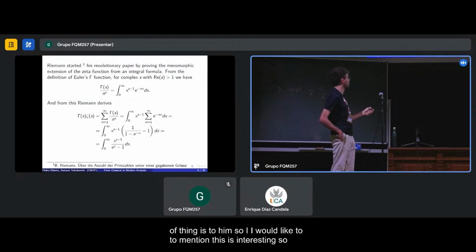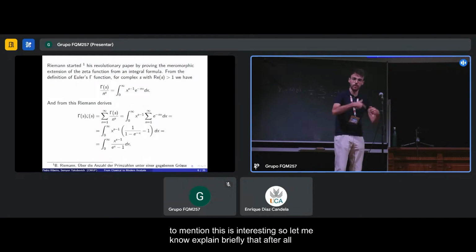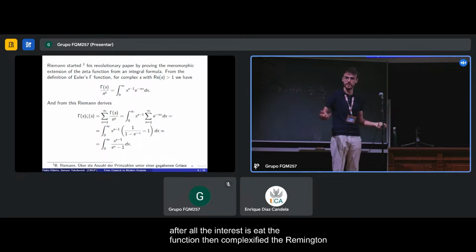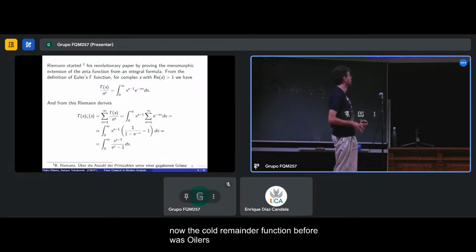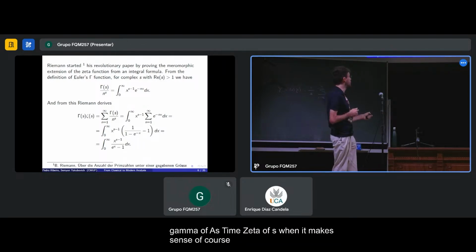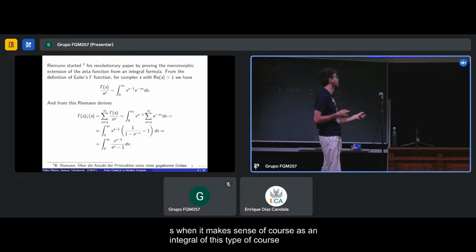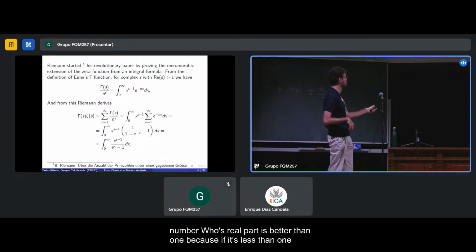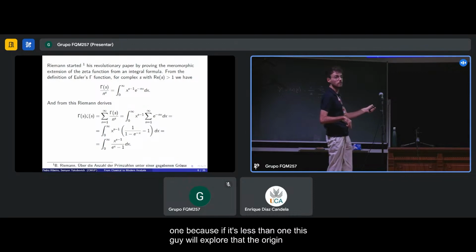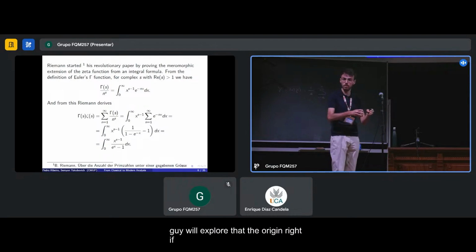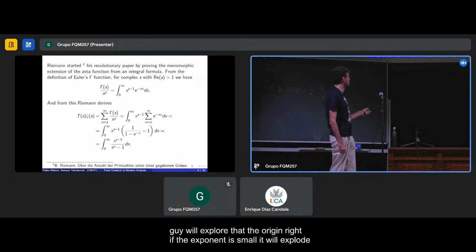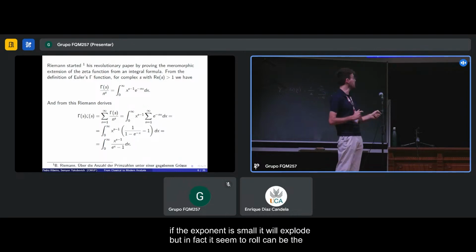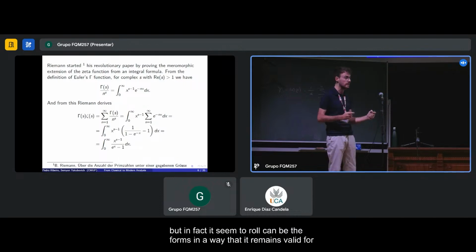So let me now explain briefly that after Euler introduced the zeta function, Riemann complexified it. Now it is called the Riemann zeta function, before it was the Euler zeta function. What Riemann did was turn the product of gamma of s times zeta of s, when it makes sense, into an integral of this type. Of course, this integral only makes sense when s is a complex number whose real part is greater than 1, because if it's less than 1, this will explode at the origin. You have x to the s minus 1 at the origin. If the exponent is small, it will explode. But in fact, this integral can be deformed in a way that it remains valid for all complex values of s.